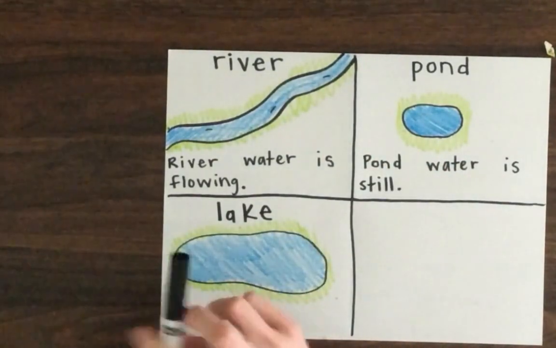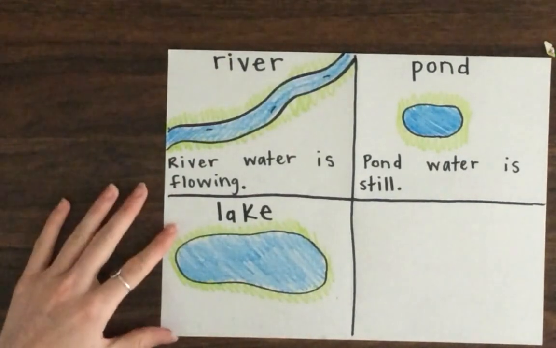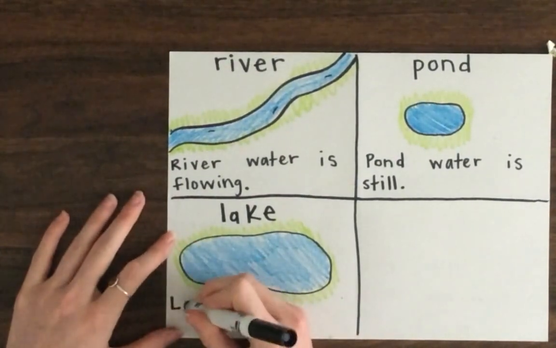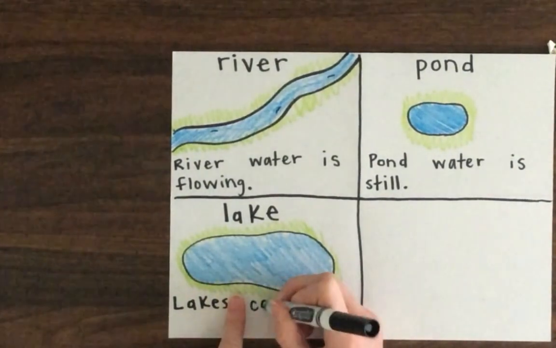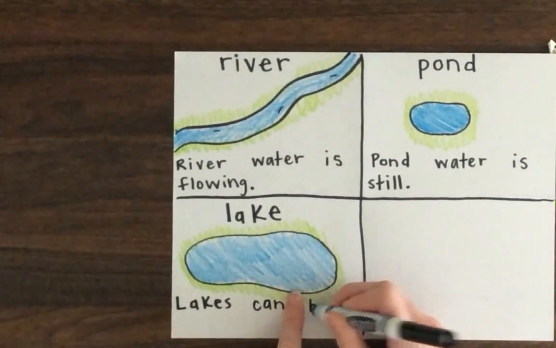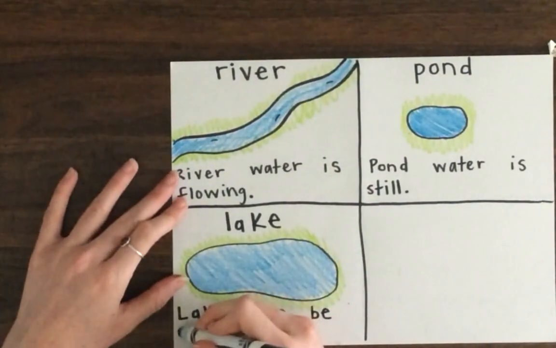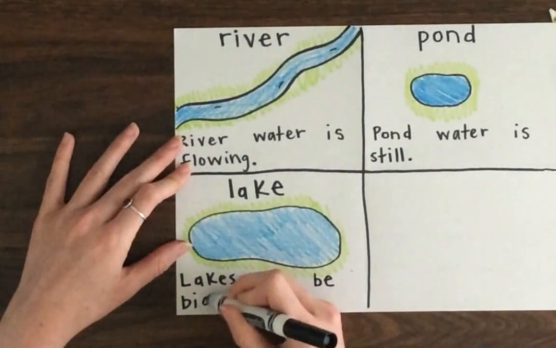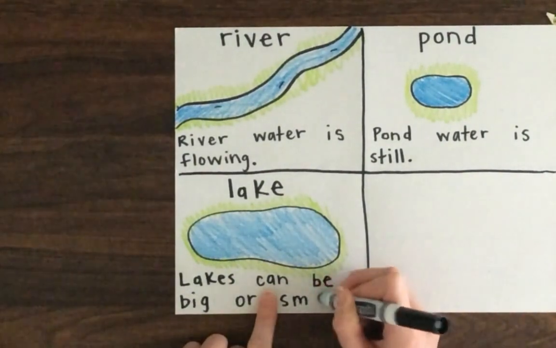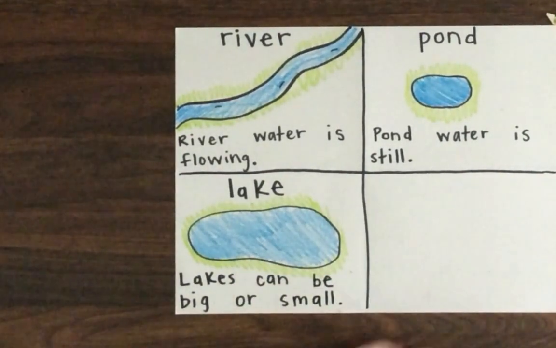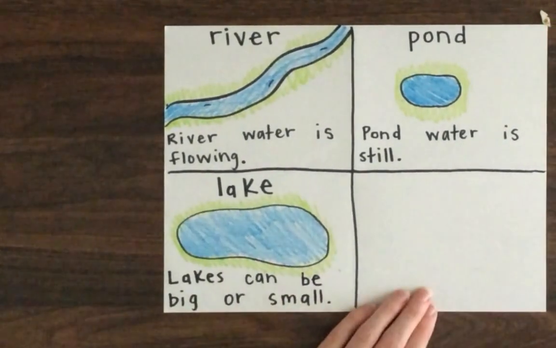So for this sentence, I'm going to write lakes, capital L, lakes can, it's a sight word, be. All right, I'm going to write lakes can be big or small. Big or small, period. And our last biggest body of water is the ocean.